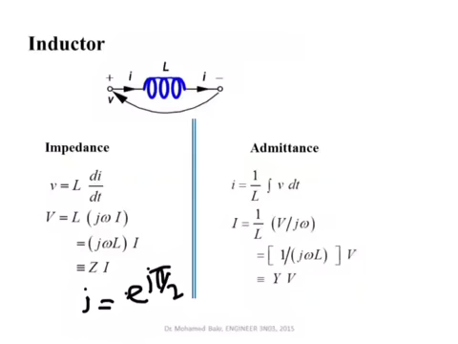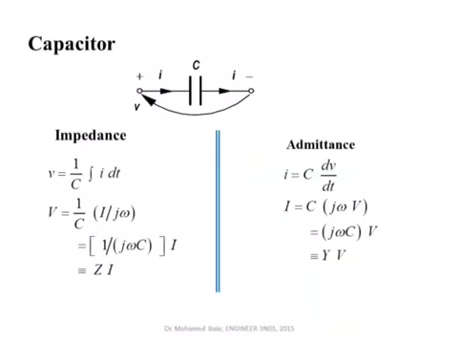So this is now how we're going to be analyzing inductors from now on. If I ask you to do an AC analysis, you have to replace every inductor by an impedance of value jωL or an admittance of 1 over jωL. The same thing applies for capacitance as well.